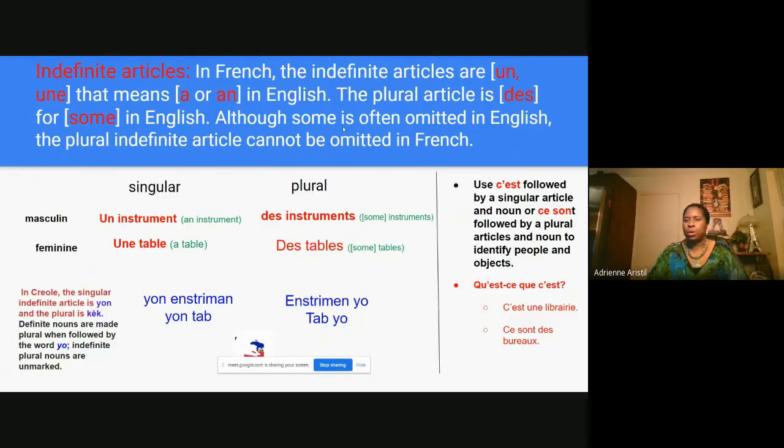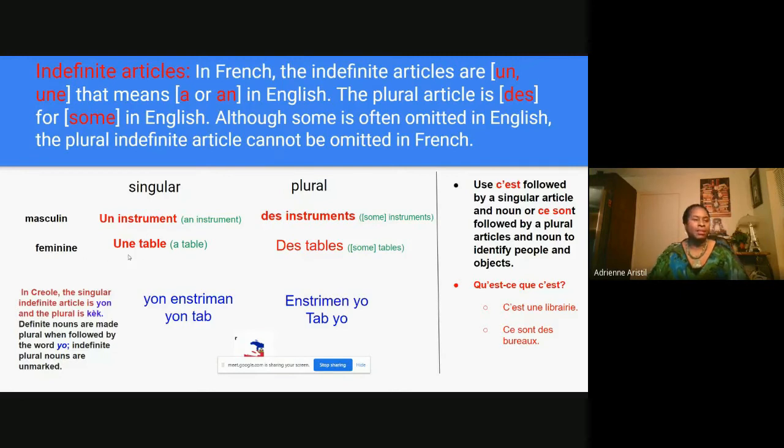Although some is often omitted in English, the plural indefinite article cannot be omitted in French. For example, for a masculine singular noun, you will say un instrument. That means an instrument. Almost sound the same way. This is a cognate word.